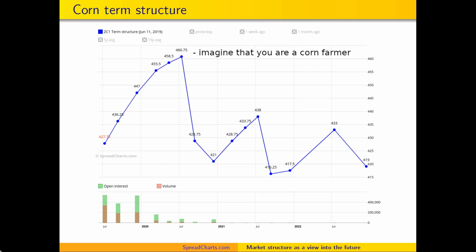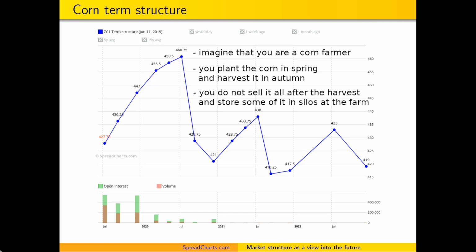Imagine that you are a farmer. You have many acres of land where you are growing corn. You have to plant it in the spring, then you have to take care so the corn would be of good quality, and finally you harvest it in autumn. That's how it goes in the northern hemisphere. Naturally, you will have a lot of corn after the harvest. You might not even sell it all immediately and decide to store some of it at the farm.